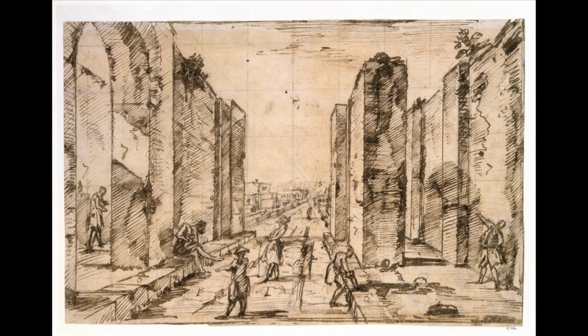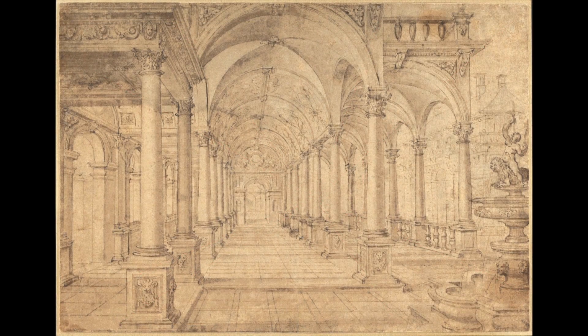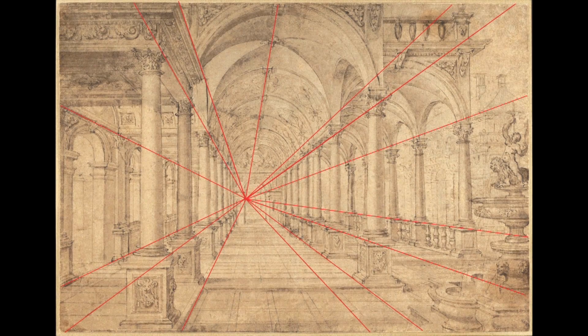This is a sketch by artist Piranesi. As he was an architect, he understood perspective perfectly. And the vanishing point is in front of us on the horizon. This is a more complicated drawing. However, we can solve it with the same principles.